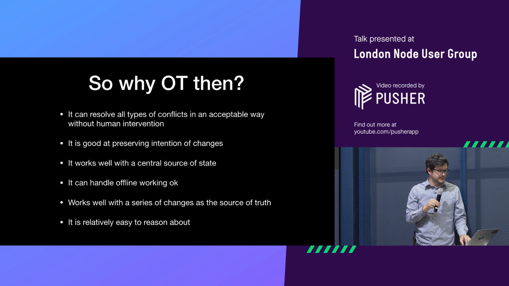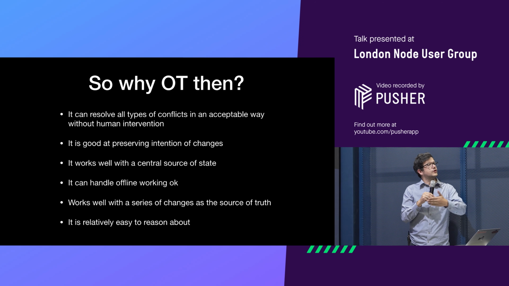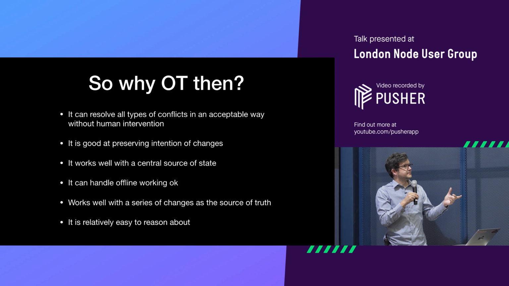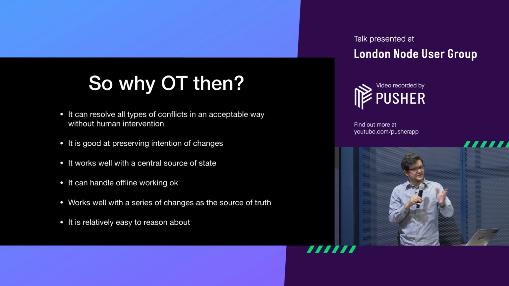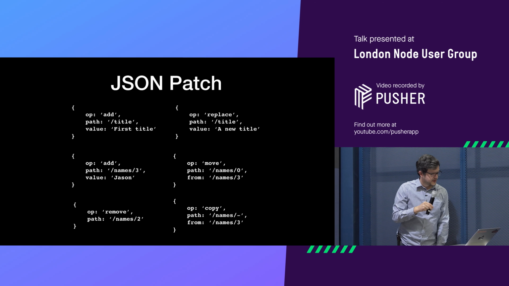It works well with a series of changes as the source of truth. So that's another thing to give ourselves flexibility in the future. If we ever wanted to roll back a document to a point in time, or we wanted to very simply implement undo and redo, we wanted to represent and persist our documents as a series of changes rather than here's your document, we update it, there's the document again. Okay, so that worked for us as well. And it's relatively easy to reason about.